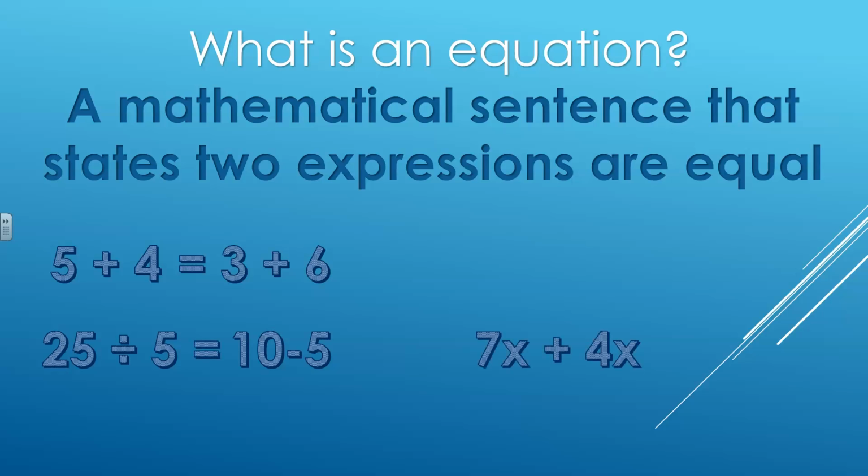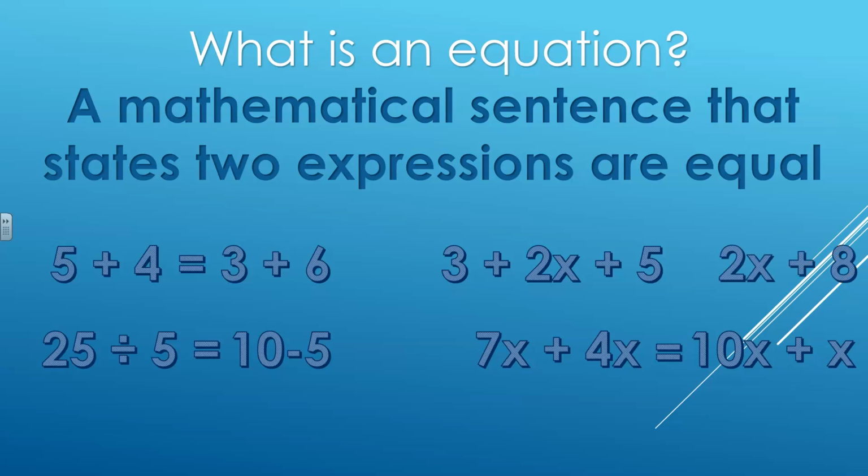Then we have our algebraic equations with a variable mixed in, which would be 7x plus 4x, or 10x plus x. We could set those equal to each other because both of those values would equal 11x. So we'd have 11x on the left side and 11x on the right side of the equal sign. Then we have 3 plus 2x plus 5 and 2x plus 8. Those again could be set equal to each other.